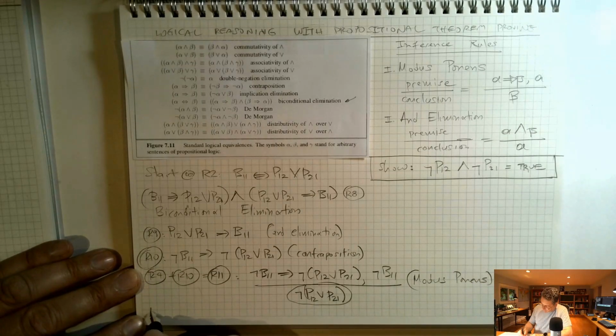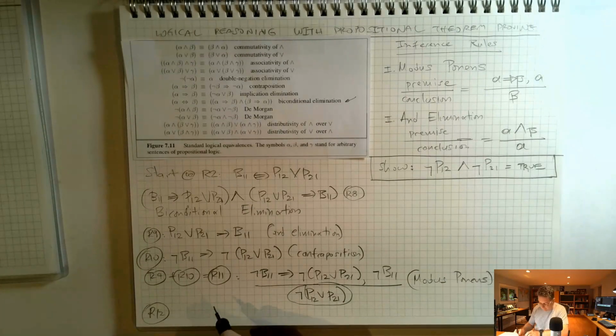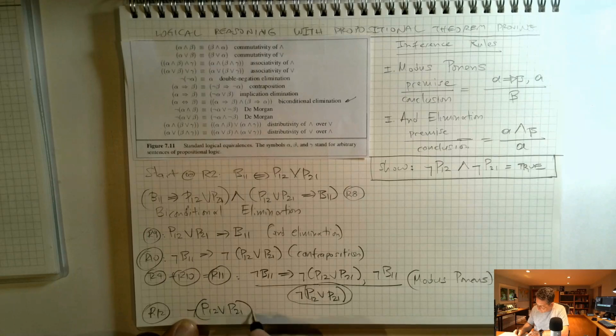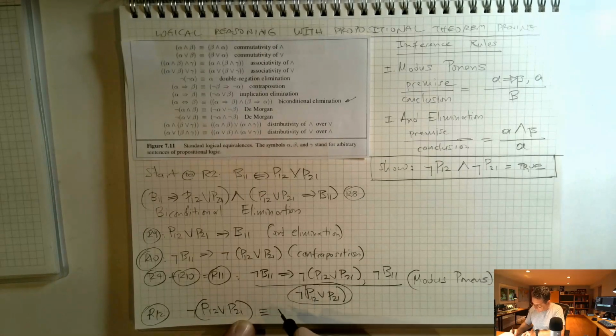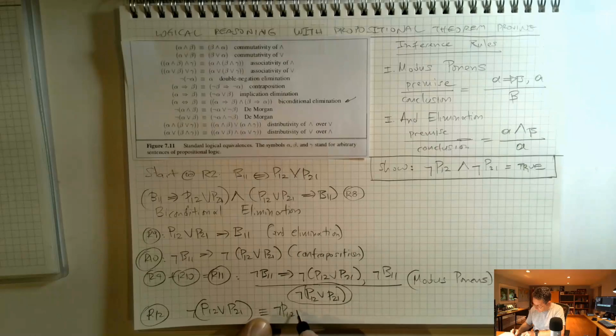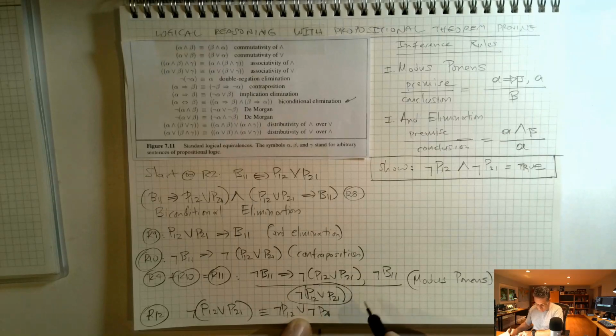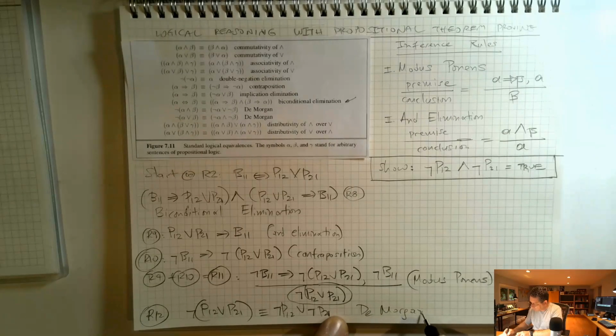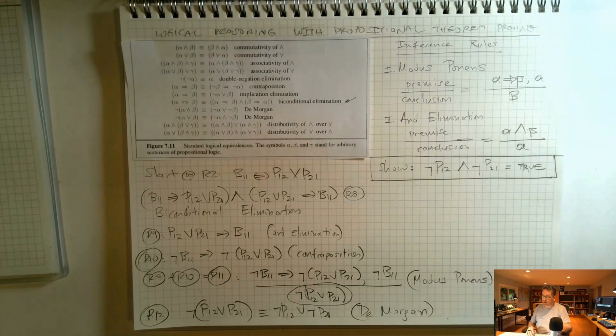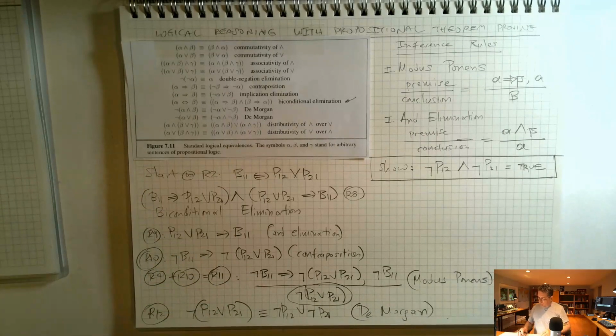And finally, let me call the conclusion R12. The negation of P12 or P21 is, of course, replaced with negation of P12 and negation of P21, which is basically the desired result using the De Morgan logical equivalence. Okay, and that's basically where we have reached the point where we have proven that the query is true using a number of steps.